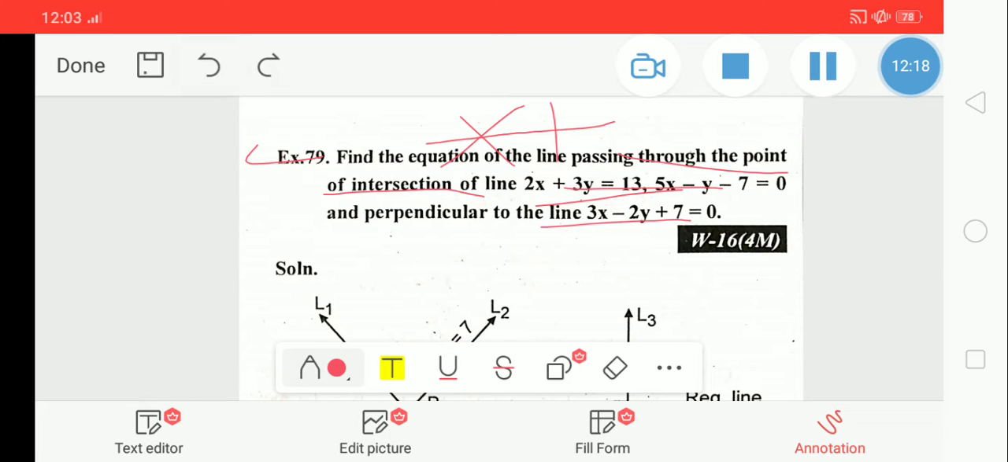So here a point and a line are given. This line is also a perpendicular line. So we will use the perpendicular formula: the slope of one line and the slope of the other line, their multiplication gives -1. So we will get the slope of this line. Here we will get the intersection point. So we will use the point and slope form of a line, and that gives the equation of that line.